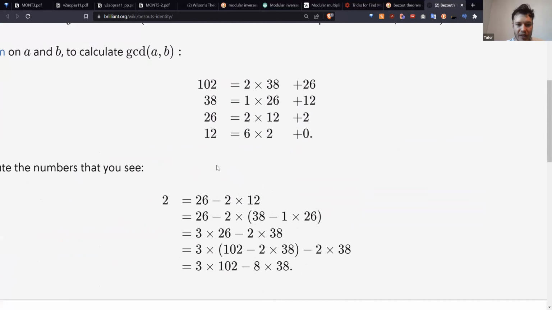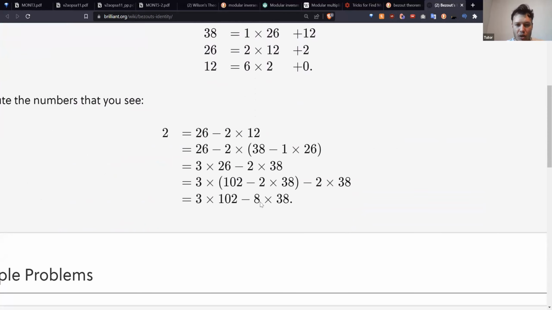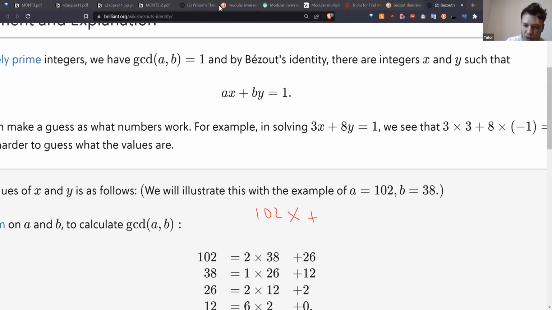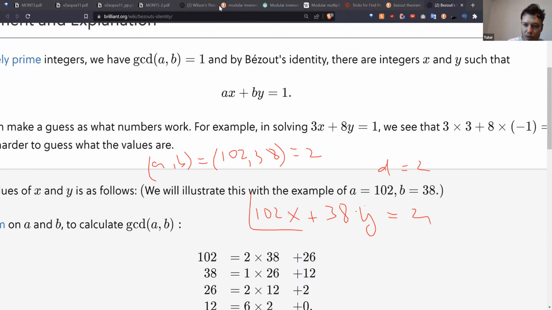So basically I want to find some number times 2. If I look at these two numbers, I want to find some AX, so in this case, it's going to be 102 times some X plus 38 times Y, and I want to get the common factor D. Well, what is going to be the common factor? D is going to be equal to 2, right? If you look at 102 and 38, the common factor of A and B is going to be 2. So the question is, can I find some X and Y to pair them together to get 2? And how could I do that?